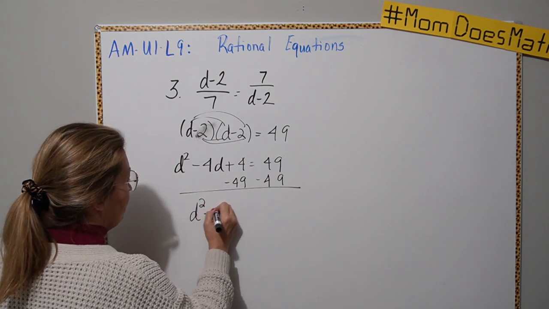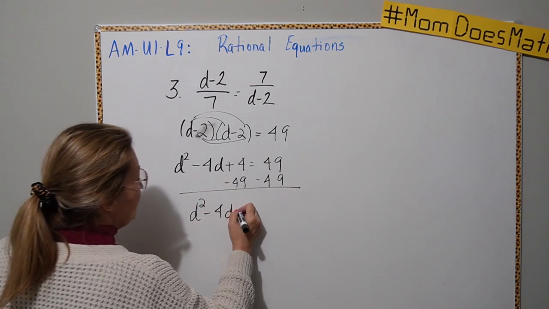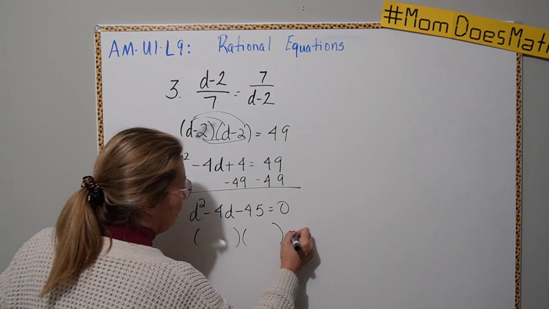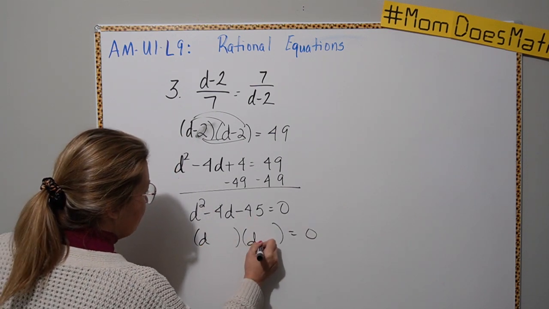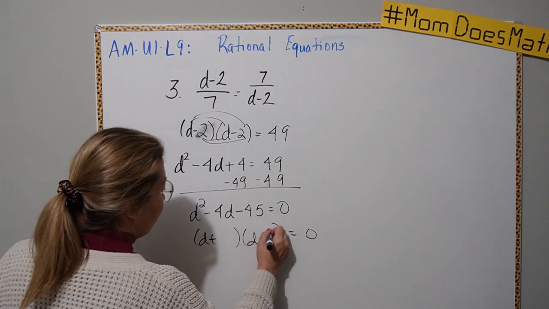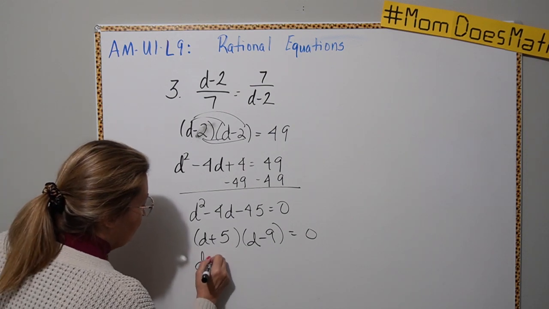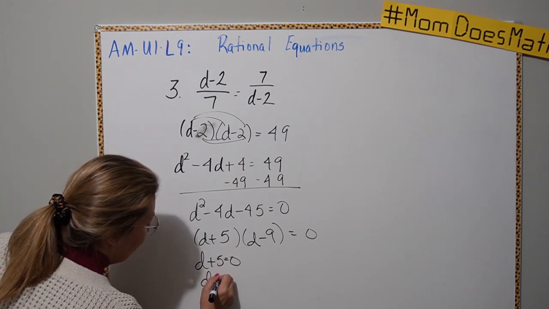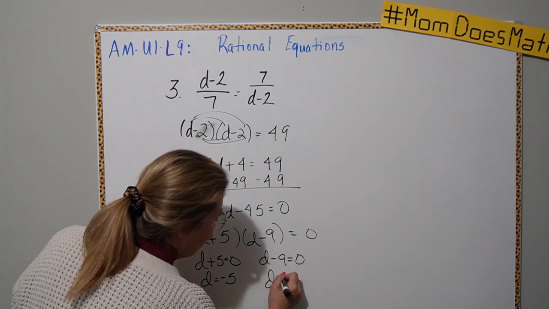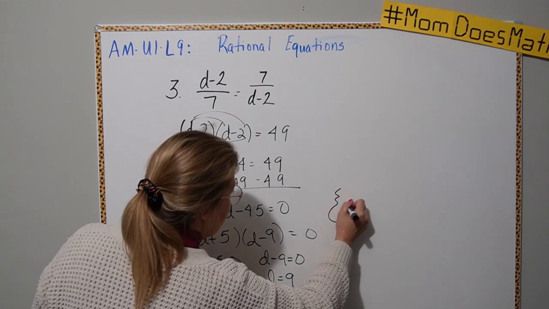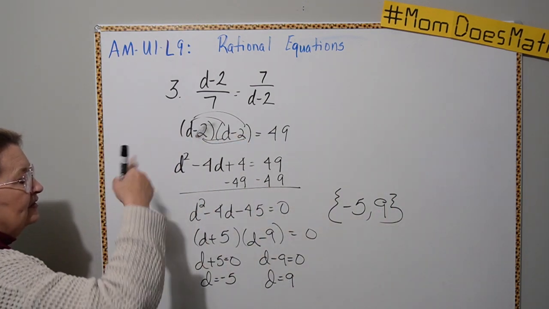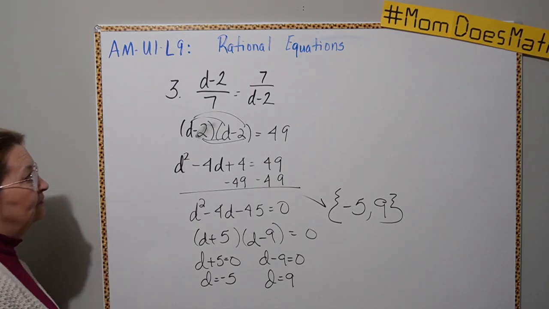So this gives us d squared minus 4d, 4 minus 49 is minus 45. Okay? Now we're ready to factor. This is a minus, so we're going to have d and d, plus and minus, a pair of numbers that multiply to give you negative 45, but add up to give you negative 4 is 9 and 5. So we're going to do d plus 5 equals 0. Therefore, d is equal to negative 5. And d minus 9 is equal to 0. Therefore, d is equal to 9. So your answer set is negative 5 and 9. And yes, check them, be sure they work. I did, and they do.